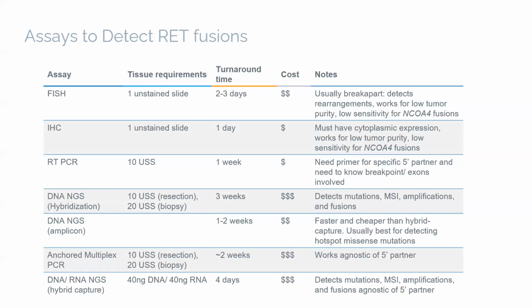There's also anchored multiplex PCR, which is an RNA-based test, and unlike reverse transcription PCR, it works agnostic of the 5' partner, thus increasing diagnostic sensitivity. Lastly, there is combined DNA RNA-based NGS, which is the newest of this group of tests.